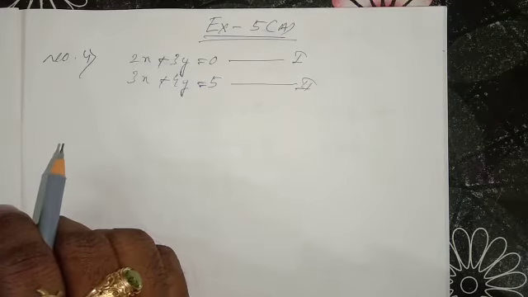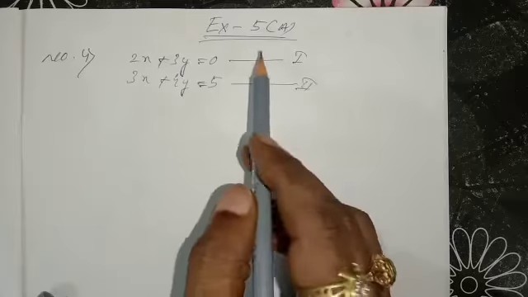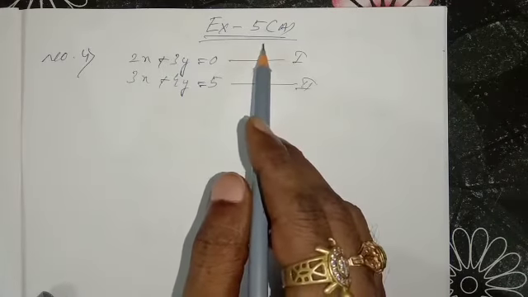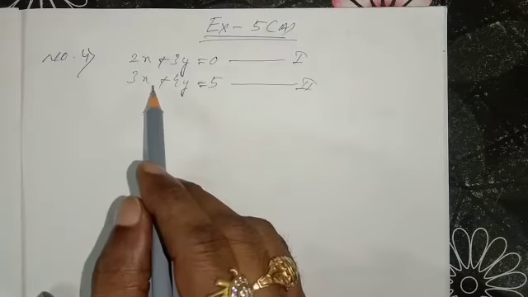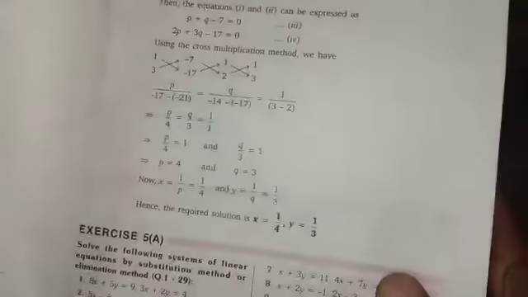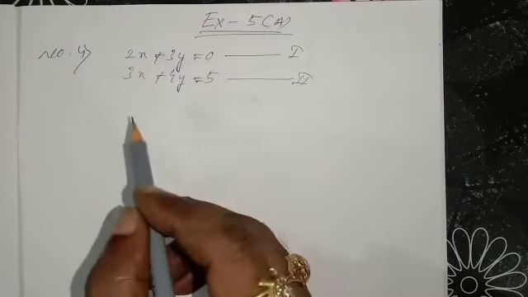Last class I completed number 1, number 2, number 3 of exercise 5a. The chapter name is Simultaneous Linear Equations, that is, linear equations in two variables, from the Innovative Math book, for class 8. I have already done exercise numbers 1, 2, 3. Today I am doing number 4.